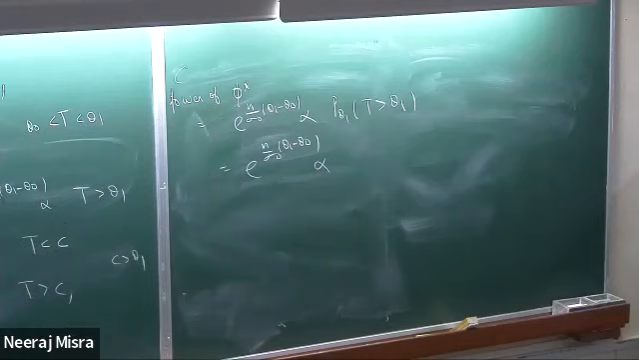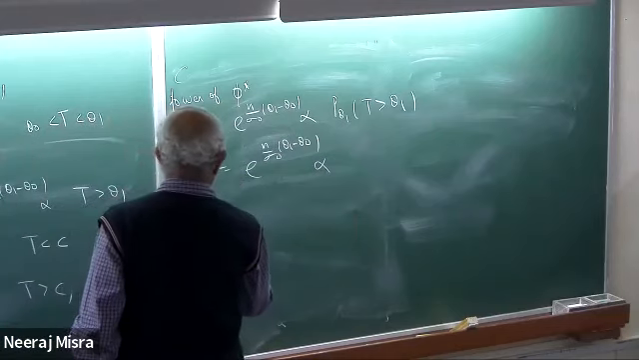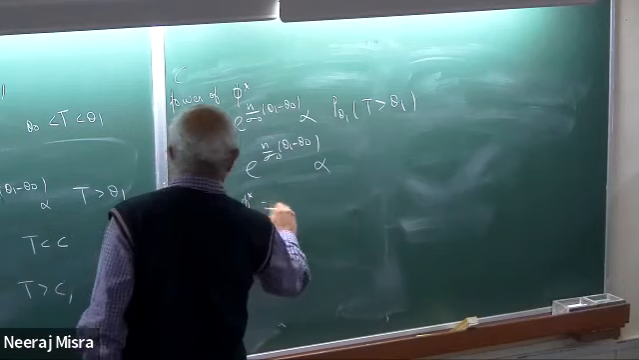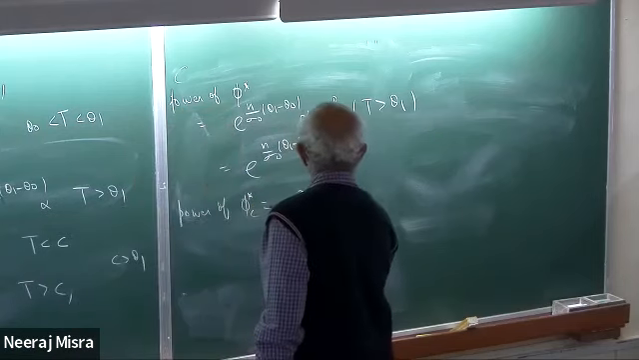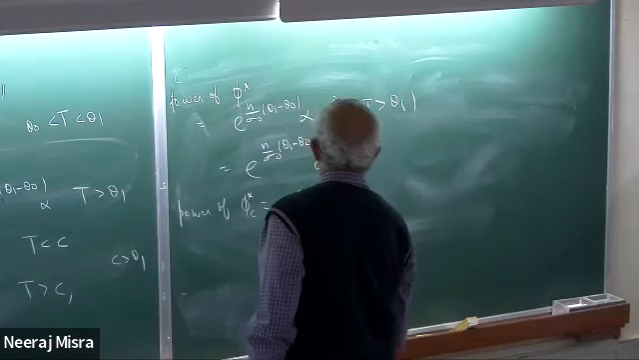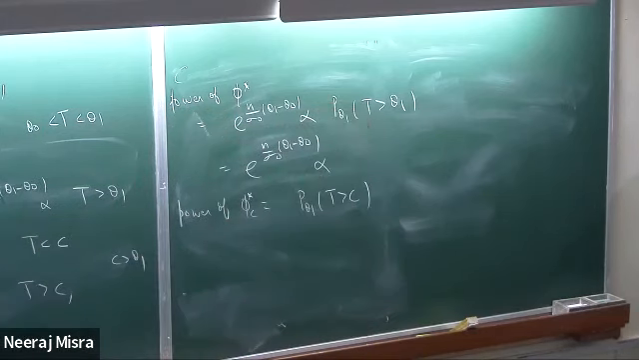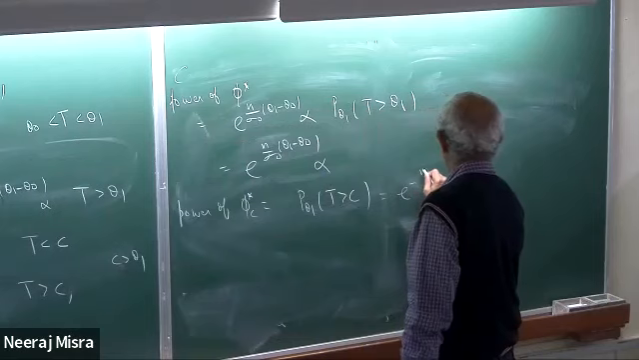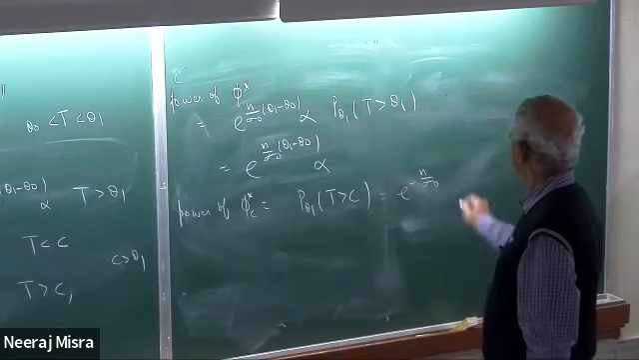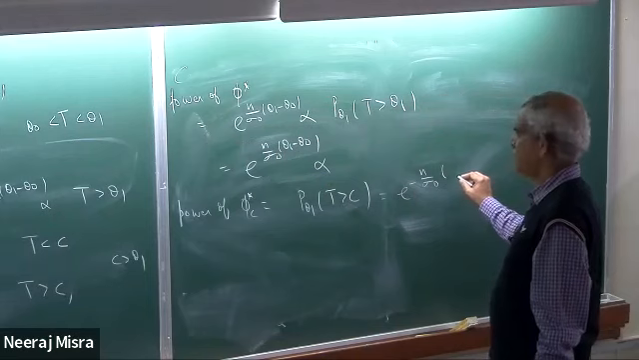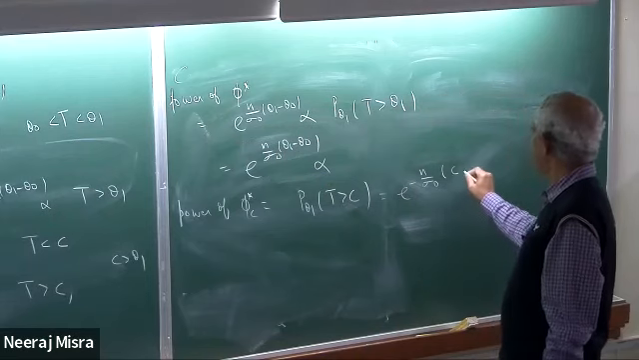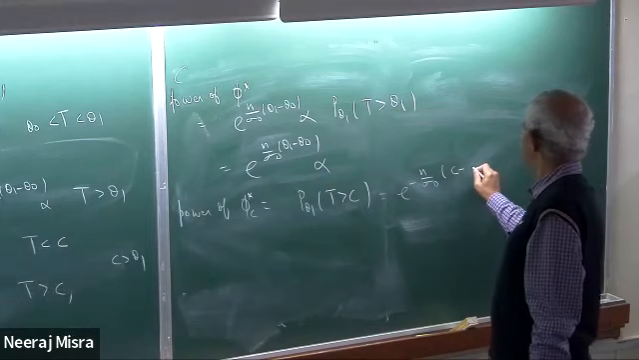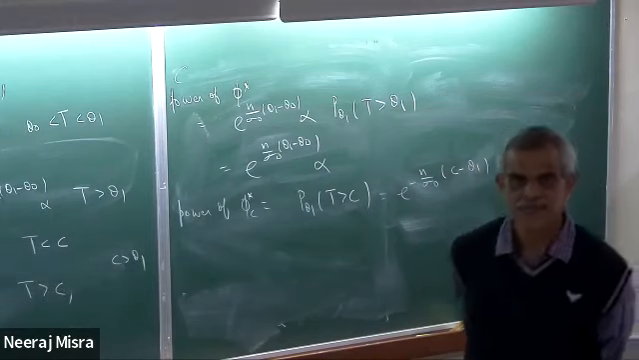What is the power of phi c star? It is the same as the probability under theta 1 that t is bigger than c. T bigger than c means t is the same as x1, and c was bigger than theta 1. So this would be the same as e to the power minus n by sigma naught times c minus theta 1, right? Is that okay?